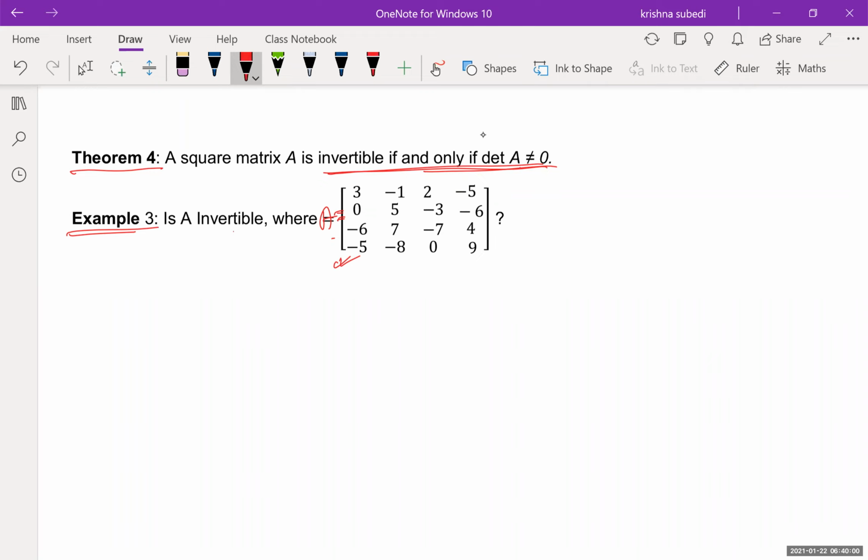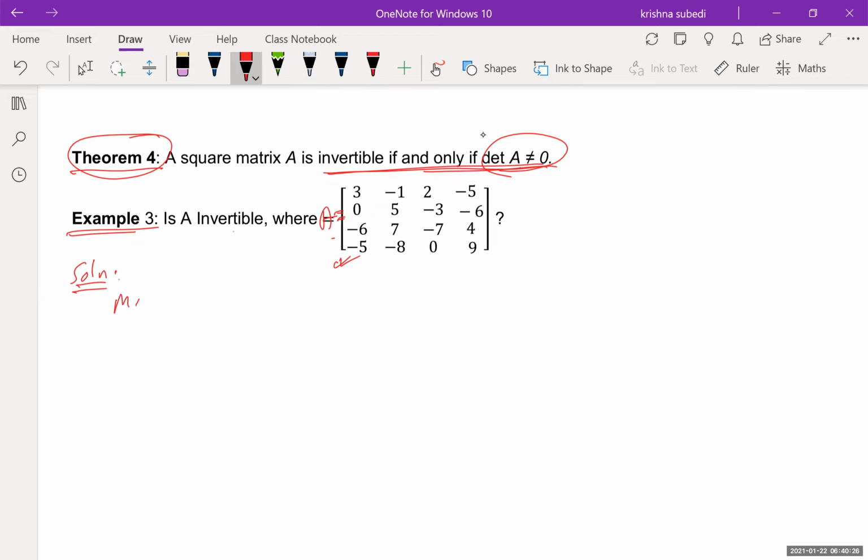So what we have learned from theorem 4 is that if the determinant is 0, then the inverse doesn't exist. If the determinant is not equal to 0, then the inverse exists. So basically, in this example, we are supposed to find the determinant of A. That's all we need to find, okay? So one way to do this is expanding, just the way we did before, okay?